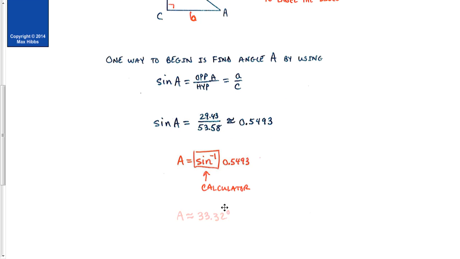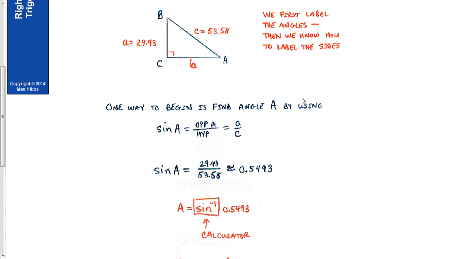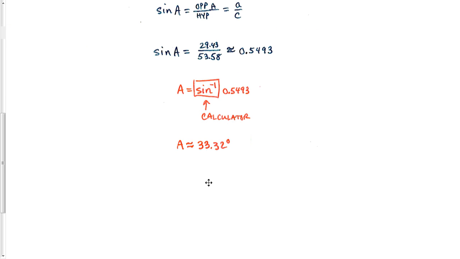And I think that that's what I'm showing here, 33.32 degrees. So now we know angle A. What do we still have to find? Angle B. But once we know angle A, angle B should be easy because A plus B has to be 90 degrees. A plus B plus C is 180 and C is already 90. So A plus B has to be 90 degrees, so B is going to be 90 degrees minus A. And so that would be the easiest thing to do next.